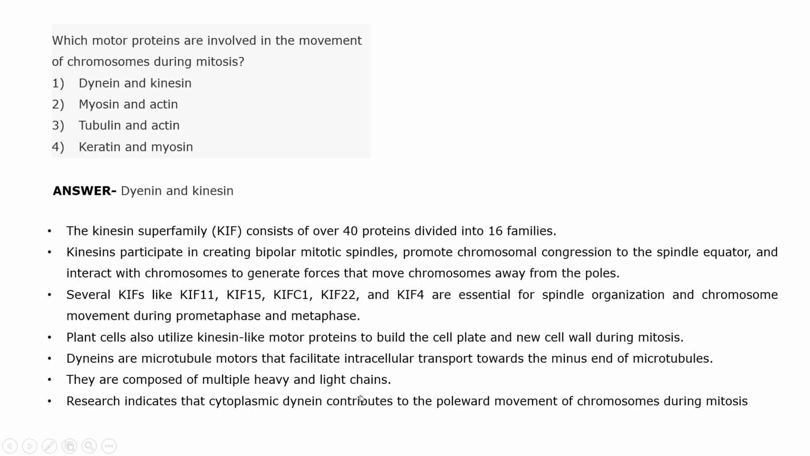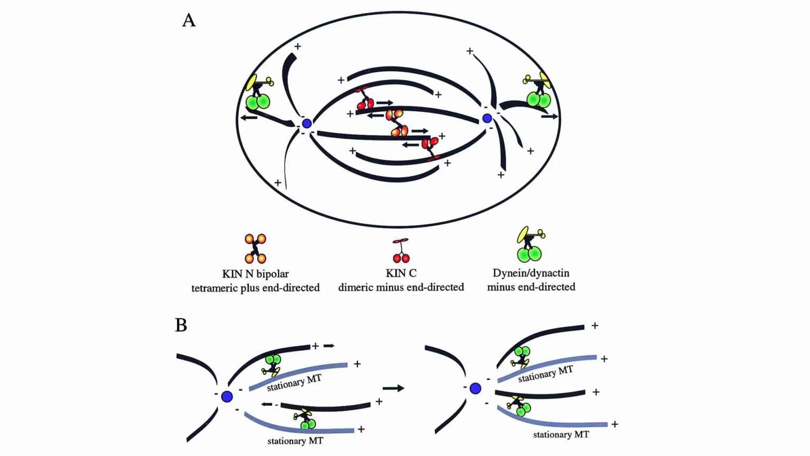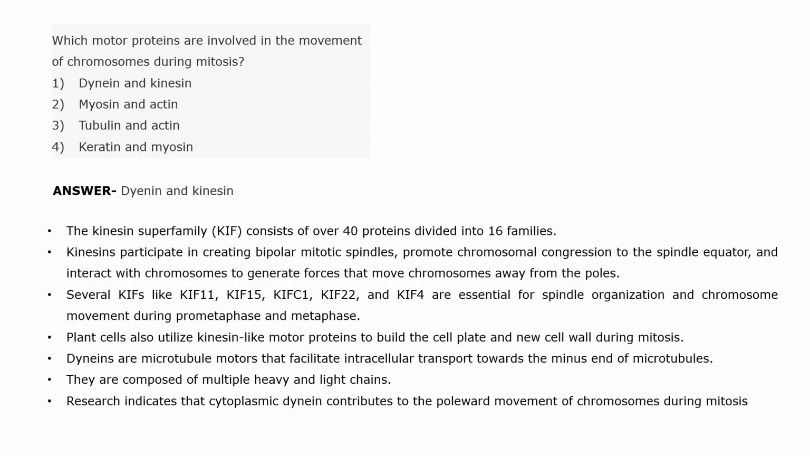So also, the cytoplasmic dynein contributes to the poleward movement of chromosomes during mitosis. Chromosomes need to move to the pole, right, because it is minus end directed. This exerts a force so that the microtubules move to the pole regions along with the chromosomes, where they are attached to a kinetochore, right. So that's the basic functionality of this motor protein. So I hope it is understood. Does anyone have any doubt?